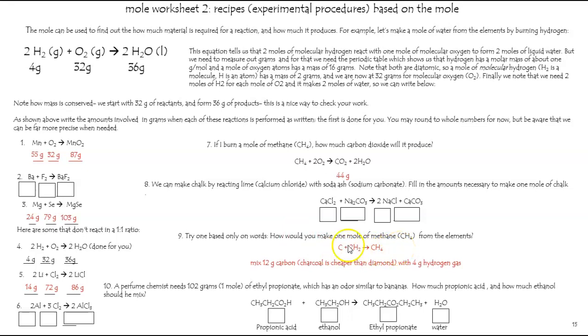Now we better answer the question. To make 1 mole of this, I better mix 12 grams, that's the atomic mass of carbon, with 4 grams of hydrogen. Each molecule is H2, 2 grams, so double it and you get 4. Number 10 is assigned for you. This is mole worksheet 2.